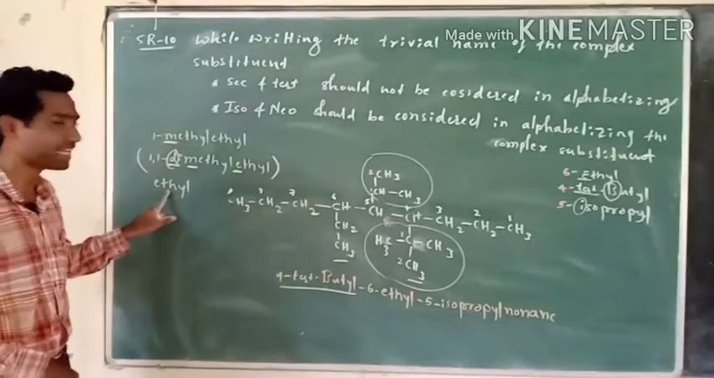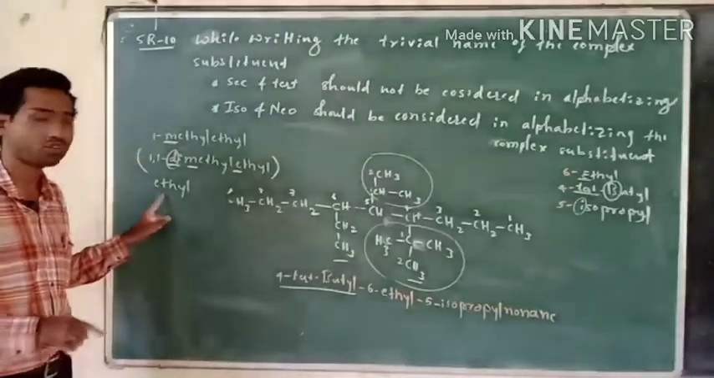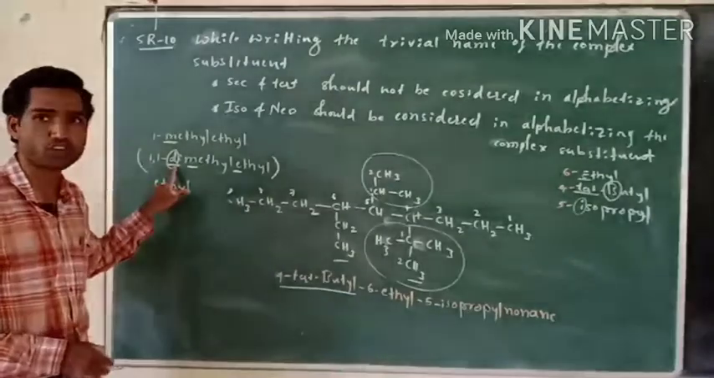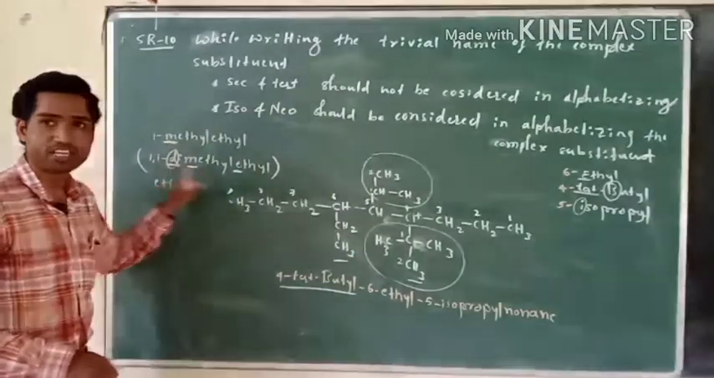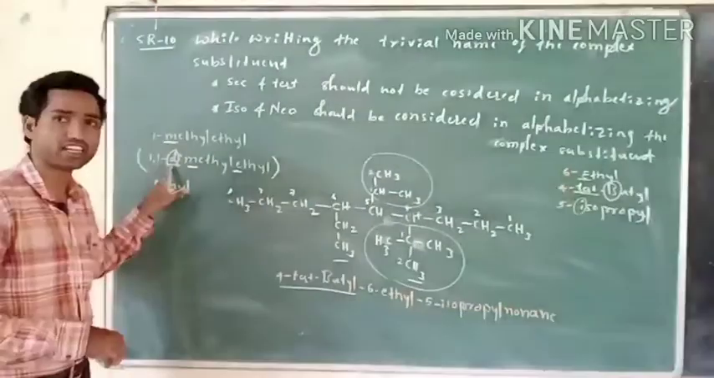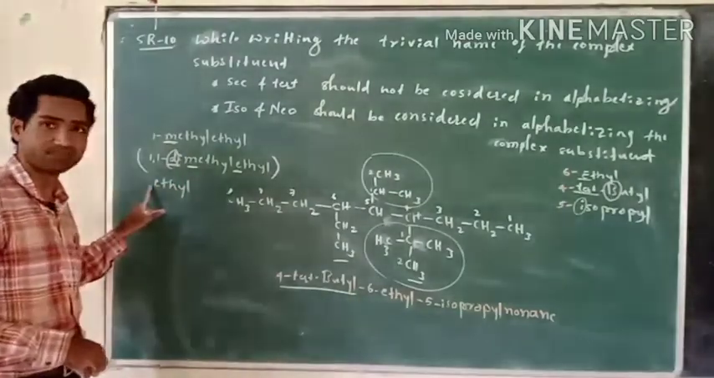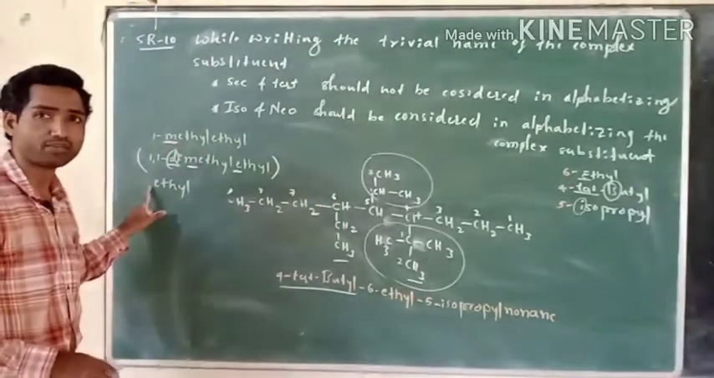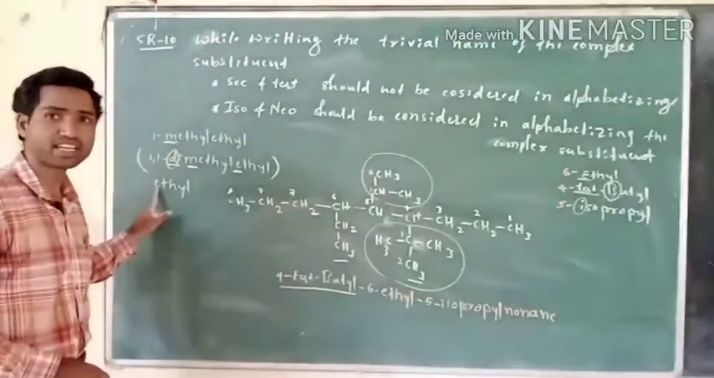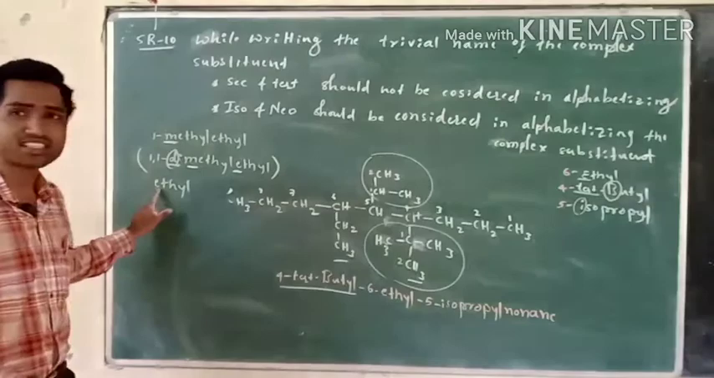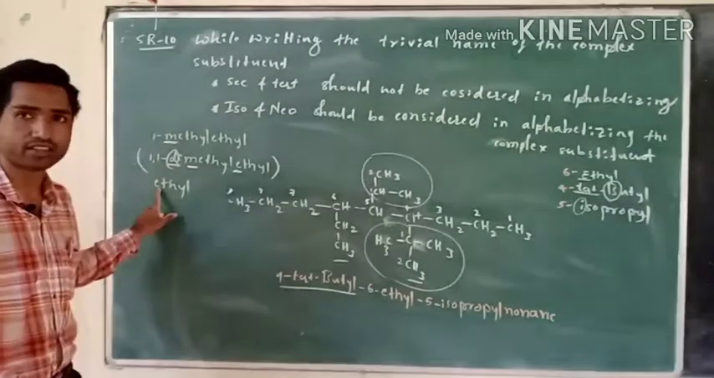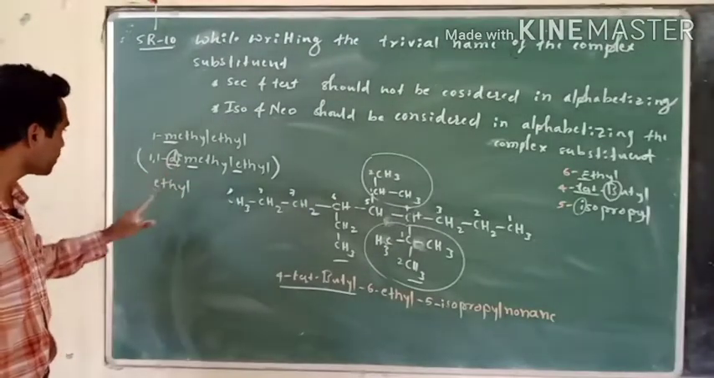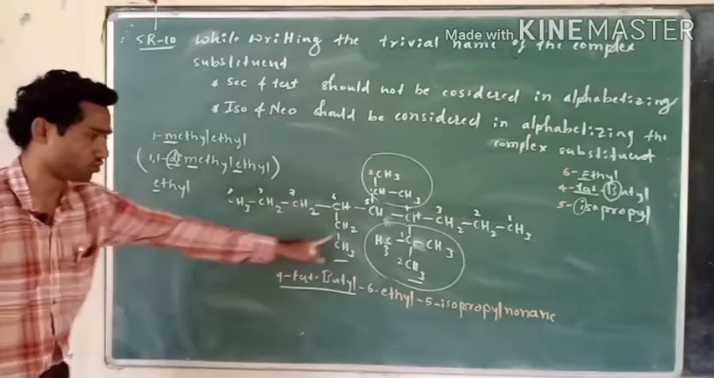So if it is dimethyl, then we have to ignore D, and M has to be considered as the first letter. But that is not the case for this complex substituent. For this complex substituent, dimethyl, D should be considered as the first letter. If it is diethyl, where one more ethyl group is there, then what do we have to do? E should be considered as the first letter because this is a simple substituent. It is not a complex substituent. Therefore, D is the first letter of this substituent. The next one, E is the first letter of this substituent.